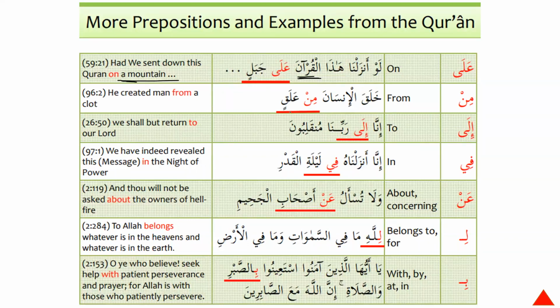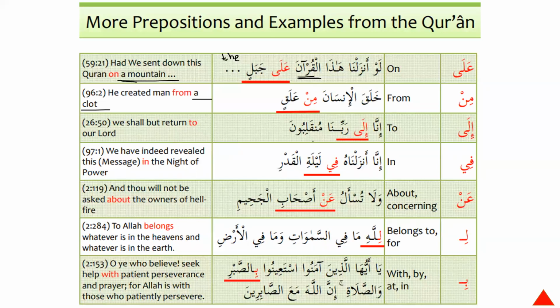Khalaqal insana min alaq. I'm not stopping, so that's why I'm saying min alaqin, from a clot. Again, you can see over here it is translated as a clot. Please remember that after the preposition, if we have an indefinite noun, it has to be translated as an indefinite noun. And if we have a definite noun, then it has to be translated with the. If we have ala al-jabali, then what will be the translation? Ala al-jabali, on the mountain. Excellent. Ala al-jabali will be on the mountain, but in the Quran we have ala jabalin. So you need to pay very close attention to this when you are reciting the Quran.